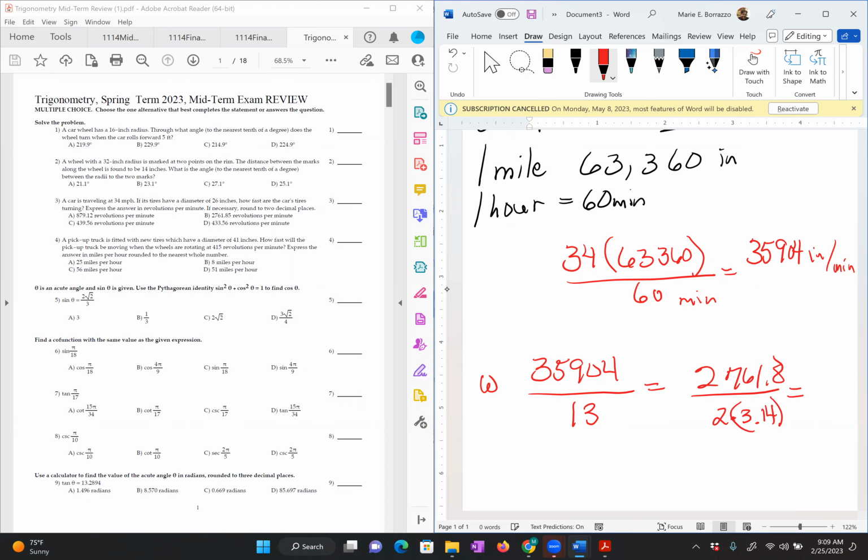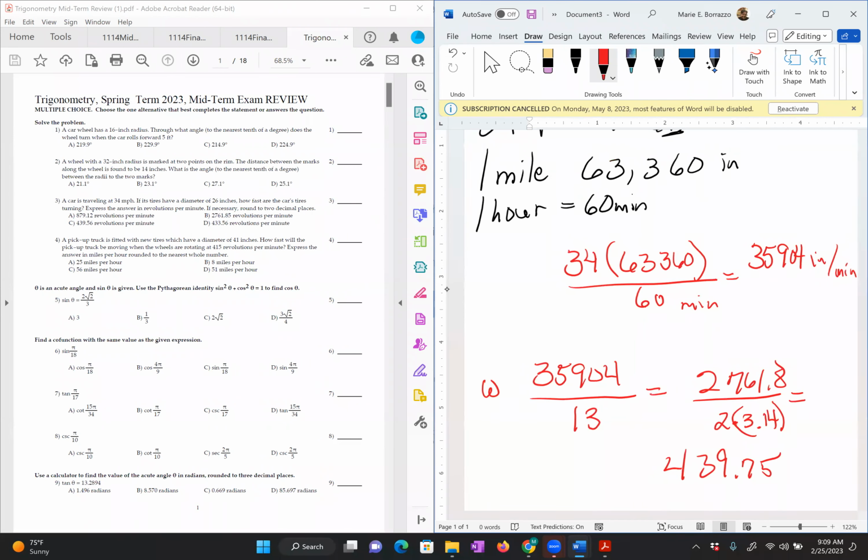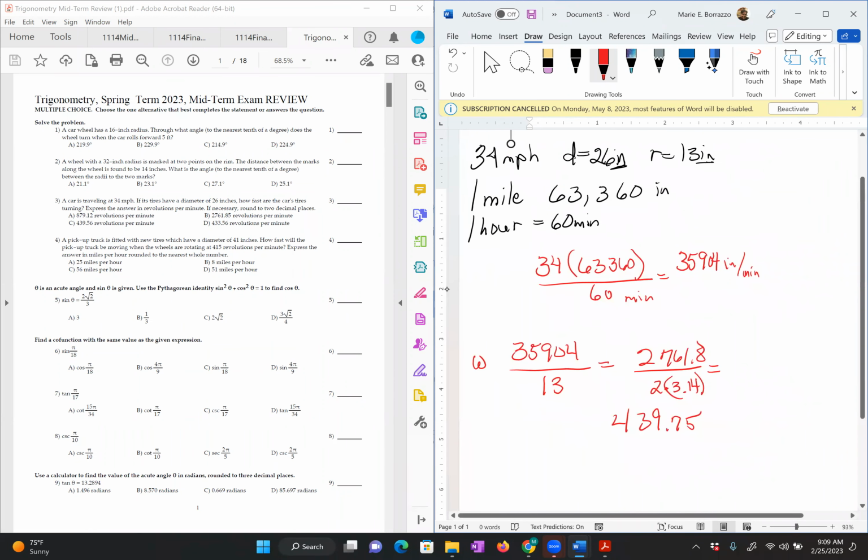And this results in our answer, which is 439.75. Okay, so if you look at the steps, they're not that long. It feels like it takes an eternity to get to the answer, but it's not that long.